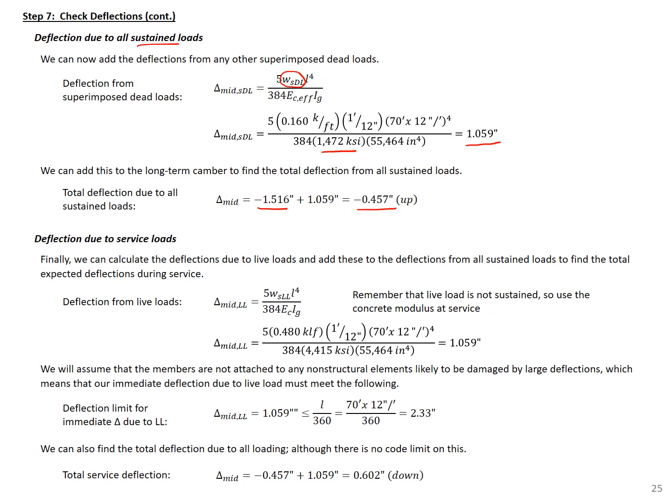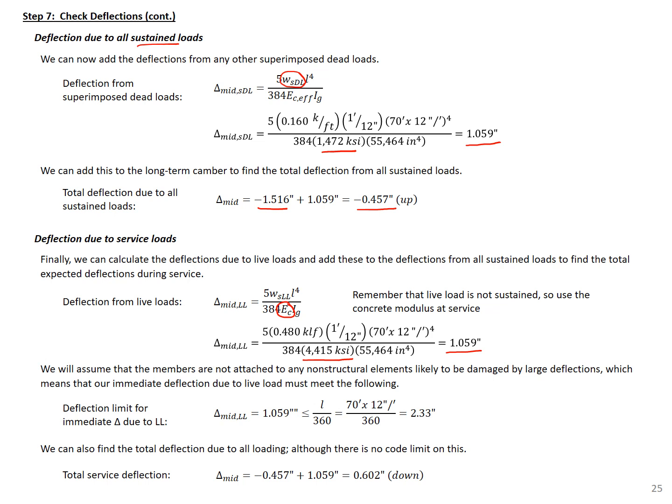We can then calculate our deflections from our live load. Our live load is a short-term load. It's not sustained, so we're going to use just our regular concrete modulus, Ec. It's at service, so we'll find Ec with our 28-day concrete strength. You can see that value there. We have our live load, and we can calculate our midspan deflection from the live load alone as about 1 inch downward.